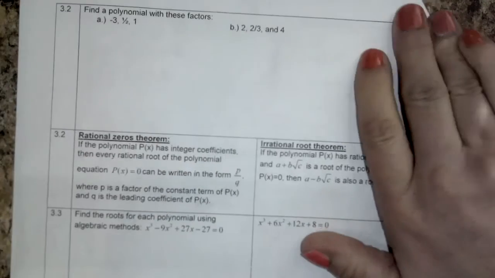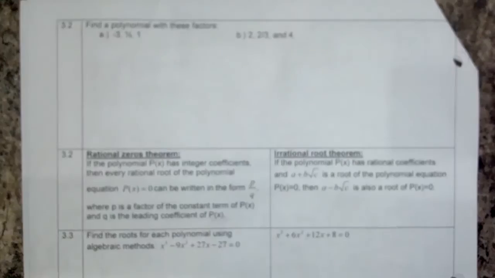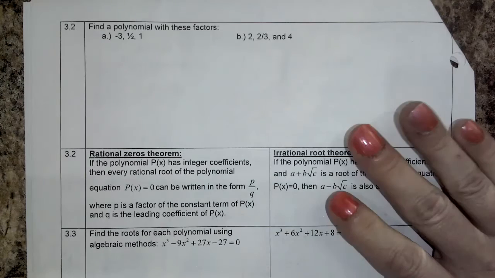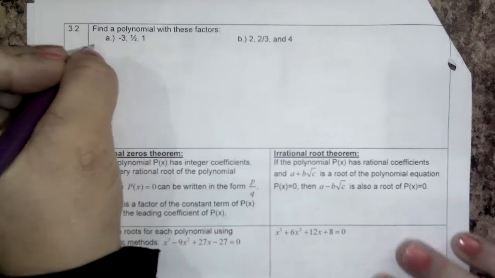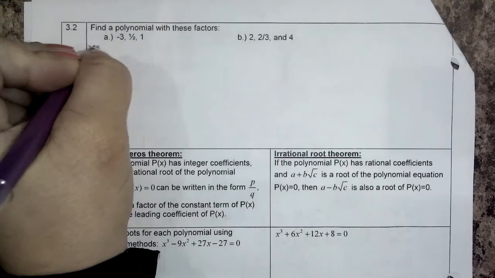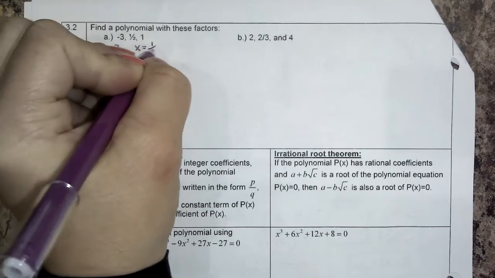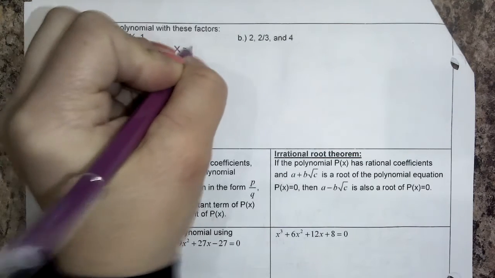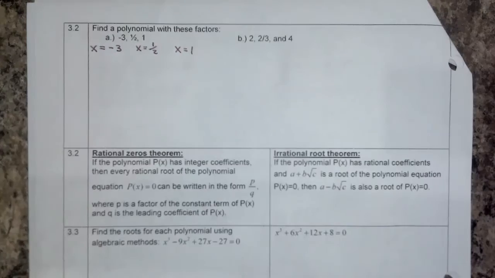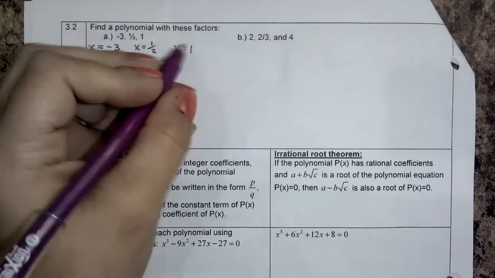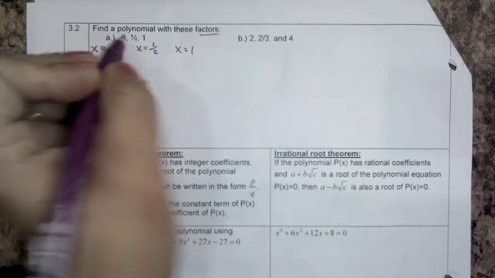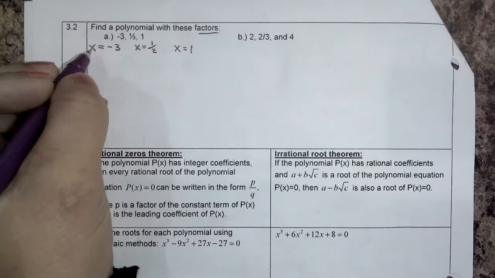Okay, and let's take a look at how that actually works. So now it wants us to find a polynomial with these factors. In other words, we know that x equals -3, x equals 1/2, and x equals 1. Let's go ahead and find what the factors are. These are the roots, but we need to find the factors.